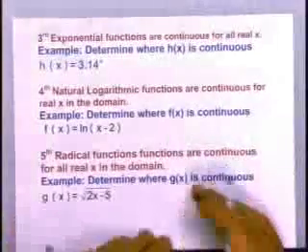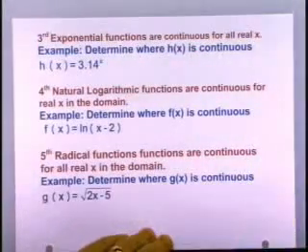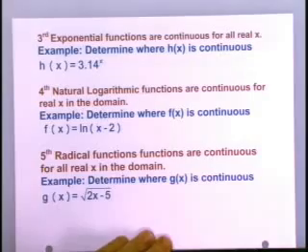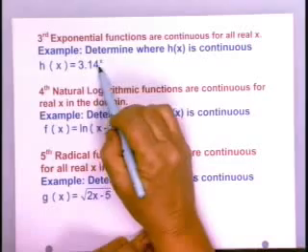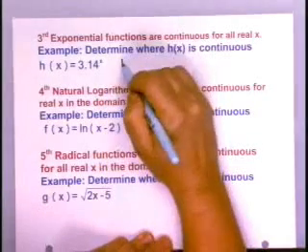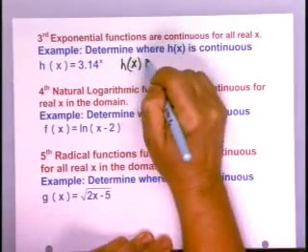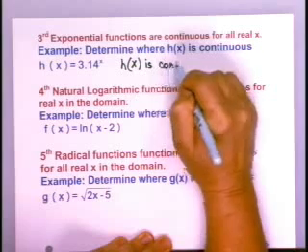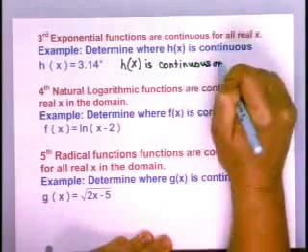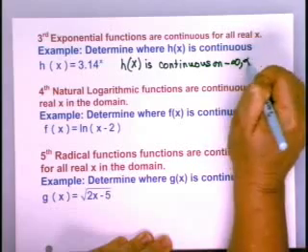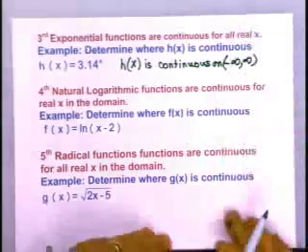For our third example, the rule states that exponential functions are continuous for all real x. So if I have the exponential function h of x equal 3.14x, then I know that h of x is continuous on the interval from negative infinity to infinity, its domain.